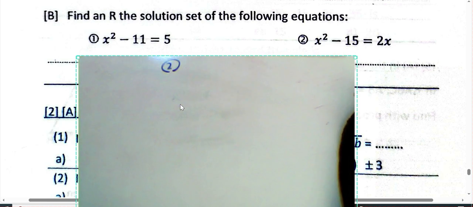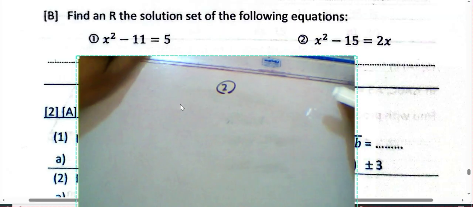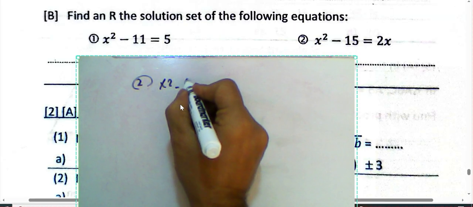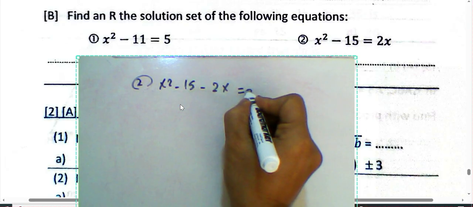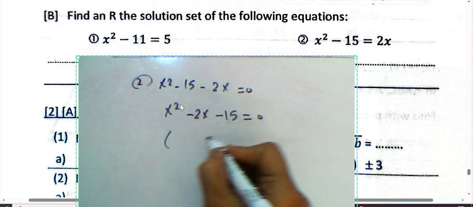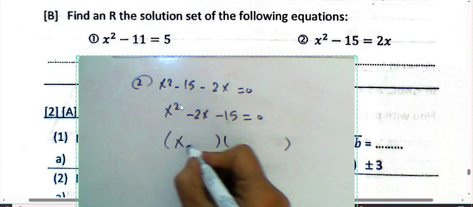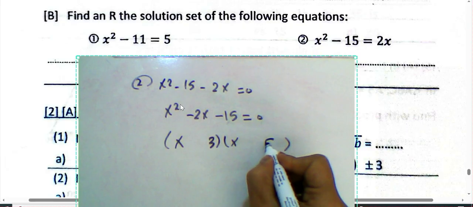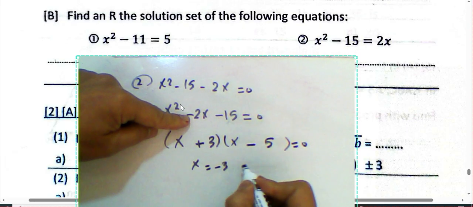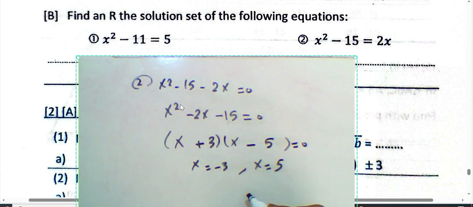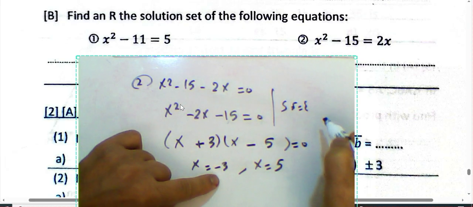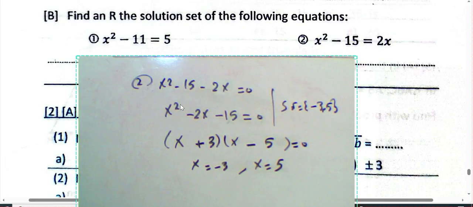We have x power 2 subtract by 15 equal to x. Okay, we can move 2x to left hand side and then factorize. X power 2 minus 2x minus 15 equals 0. Then factorize this expression. X power 2 equal x times x. 15 equals 3 times 5. 5 will be negative like the middle, and here positive. And the value of x here equal negative 3 and x equal 5. Understood? Then the solution set will be negative 3 and 5.